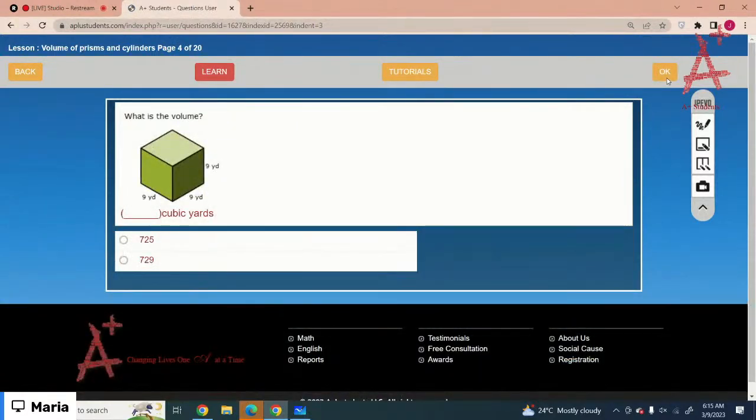Okay, you're given a cube. You have to calculate the volume of the cube. The volume of the cube is length times width times height. So all the side lengths are exactly equal. So you have to do 9 times 9 times 9. That would be 729. Got it? So the correct option is 729 cubic yards.